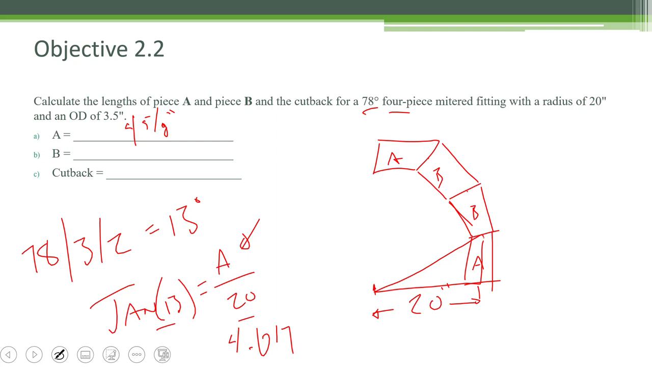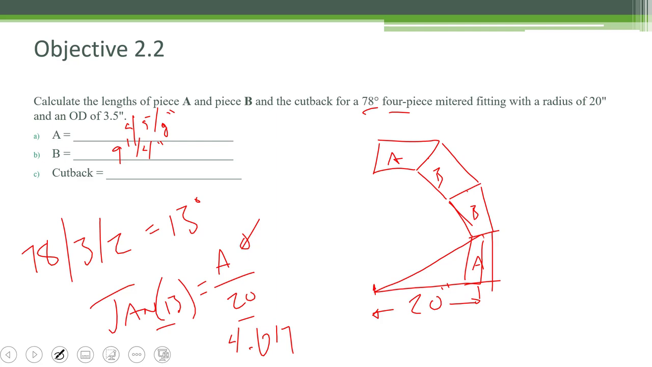Okay, remember the B's. The B's are just 2 times A's. So if I go 4 5/8 times 2, I should get 9 1/4 inches.